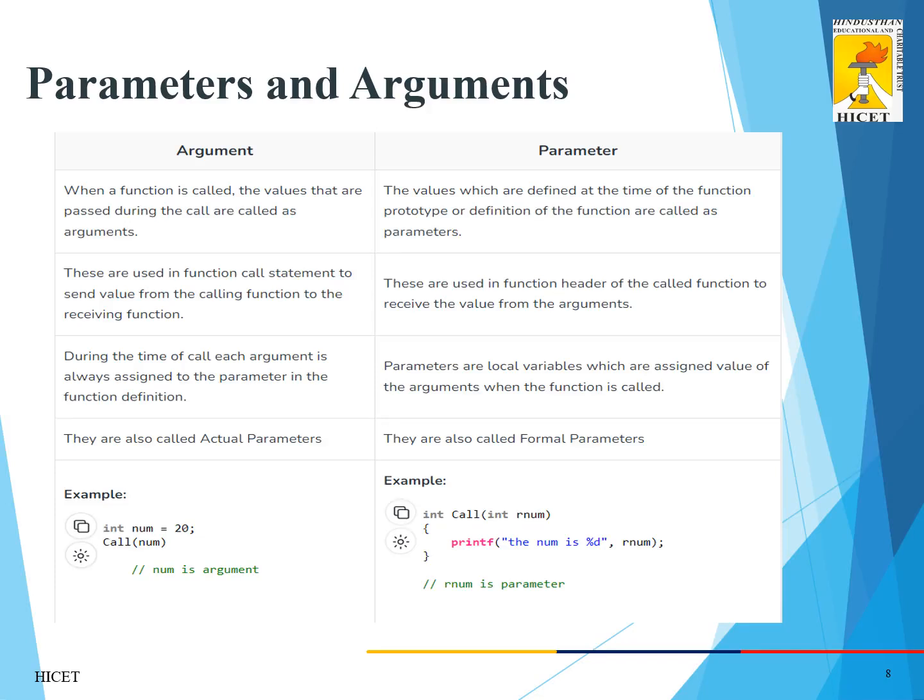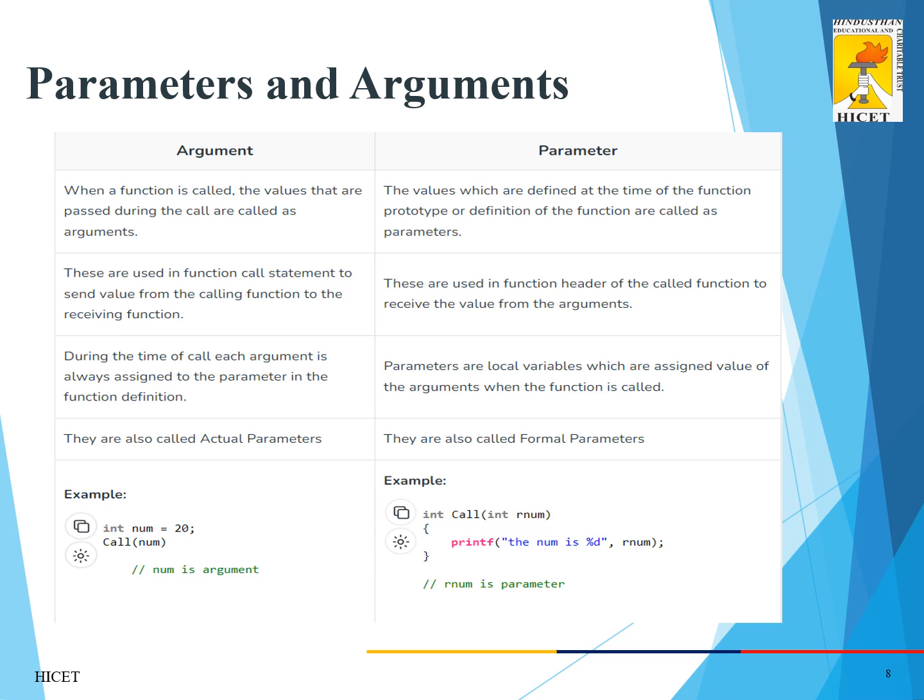For example, int num equal to 20, call(num). Here the num is called an argument. On the other hand, parameters are the variables we define in a function header or definition. It receives a value sent by the arguments. Parameters are local variables inside the function. They are also called formal parameters.